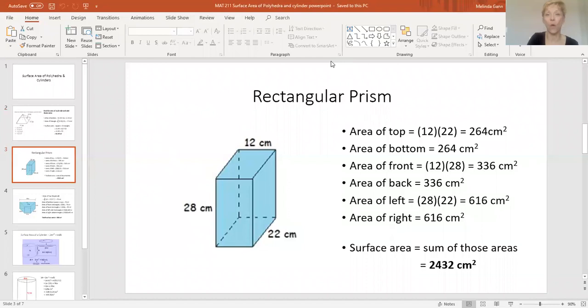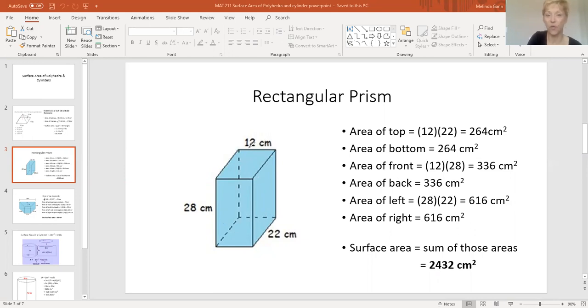Now, this would be a great way to organize it for me on a test. So why don't you get in the habit of doing this on your homework? I've got to find the area of the top and the bottom and the front and the back and the left side and the right side. Now the area of the top, that's a rectangle, so I need length times width.